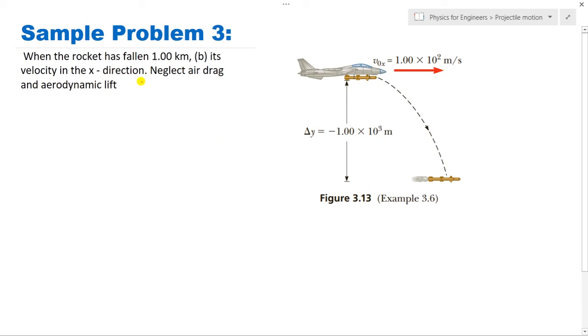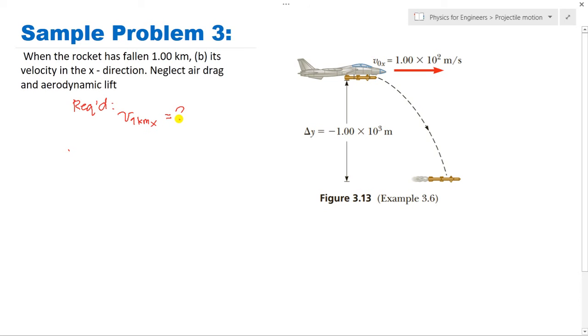The next question is its velocity in the x direction after 1 kilometer. So x direction naman. Sa last section or kanina, it is on the y direction. How about on the x direction? So let's write here requirements. Required: velocity after 1 kilometer on the x. So ano kaya?